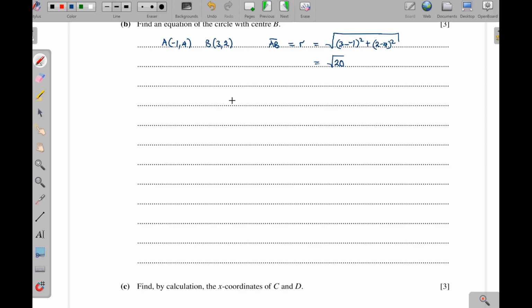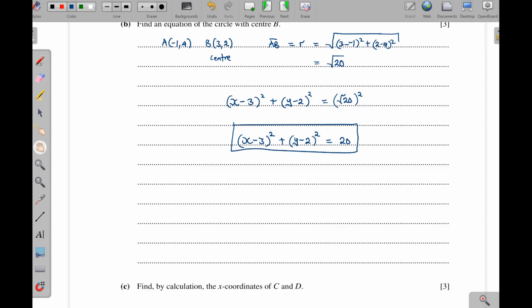Then the equation of the circle is going to be x minus, remember the center is B. B is the center. So x minus 3, then squared, then plus y minus 2, squared, then this one is equal to the square root of 20, and then we square that. So finally we have x minus 3 squared, plus y minus 2 squared, and then this one will be equal to 20. This will be the equation of the circle with center B.